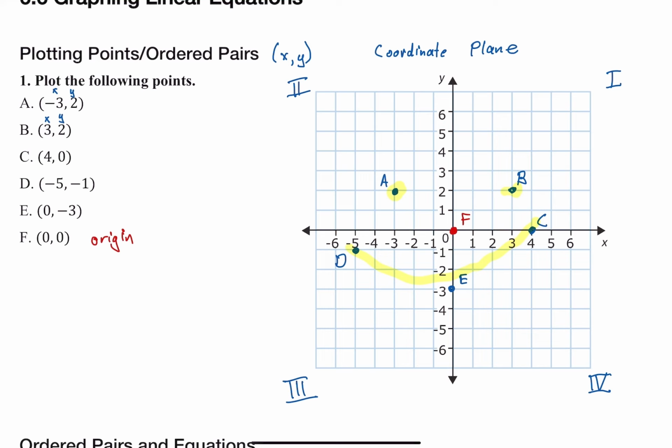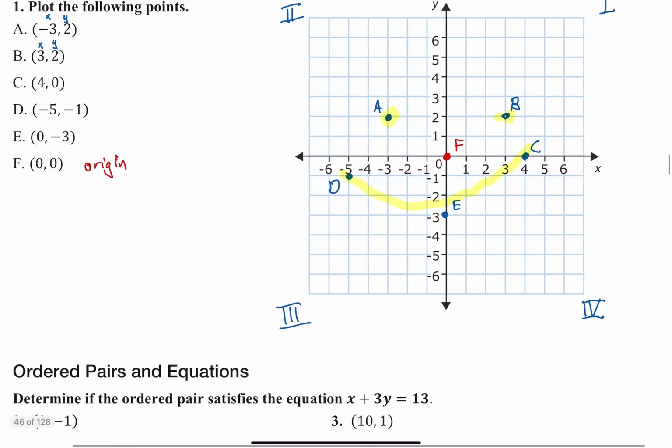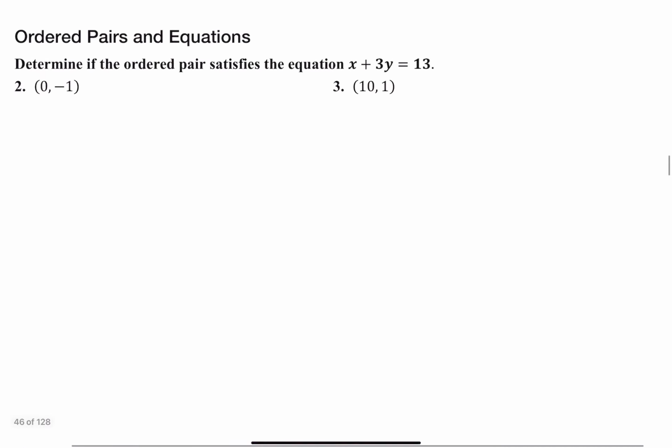All right. Now that we've got to the point, let's go ahead and look at ordered pairs and their relationship to equations. We are asked to determine if the ordered pair satisfies the equation x plus 3y equals 13. If you remember, I think last week we talked about checking if a number satisfies the equation. We just had a single variable. Here we have 2. So again, you'll just take the x, you'll look at the y, and you'll look at the equation, which in this case was x plus 3y is equal to 13. And we'll just go ahead and plug in the x and the y in the appropriate location and see if it simplifies to a true statement.